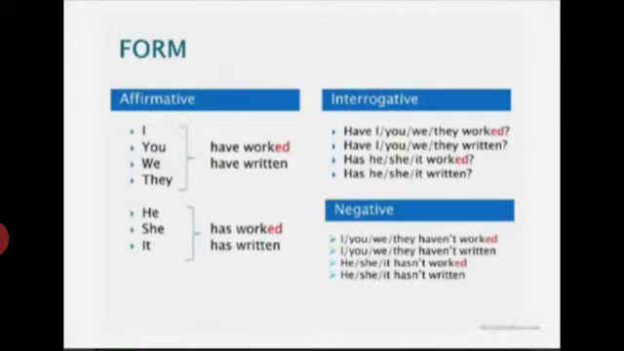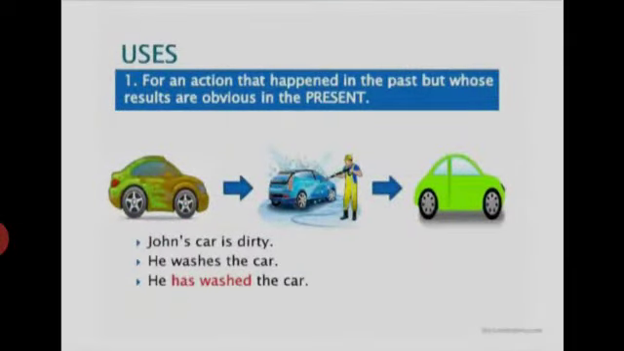Okay, now let's go to the uses of the present perfect. When do we use the present perfect? Okay, let's start with the first one. We use the present perfect for an action that happened in the past. Listen, we use it with an action that happened in the past, okay? But whose results are in the present. For an action that happened in the past, but whose results are of use in the present.